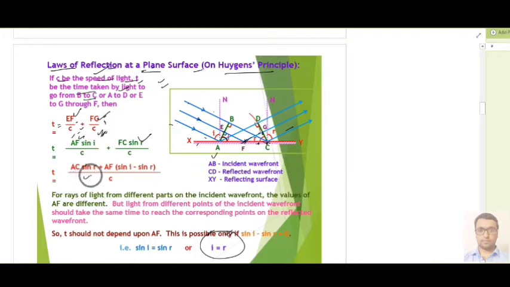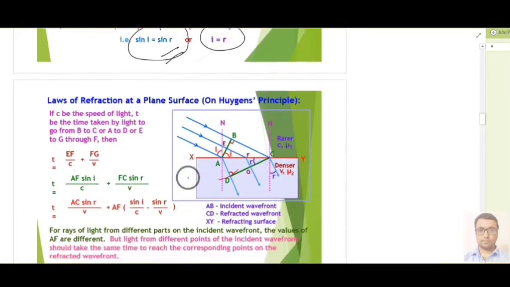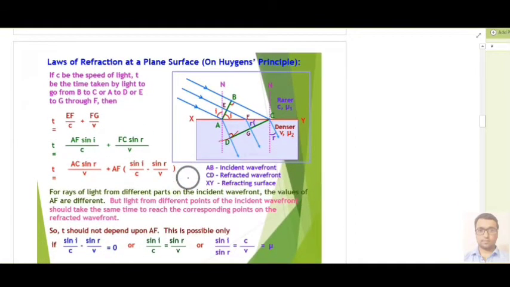Now we will try to solve this expression, and finally we get that sin I equals sin R. So we can say that this is the law of reflection, that is, angle of incidence should be equal to angle of reflection, the laws of reflection on a plane surface. Second, we have the laws of refraction. We have proved the laws of reflection, and now we prove the laws of refraction also.